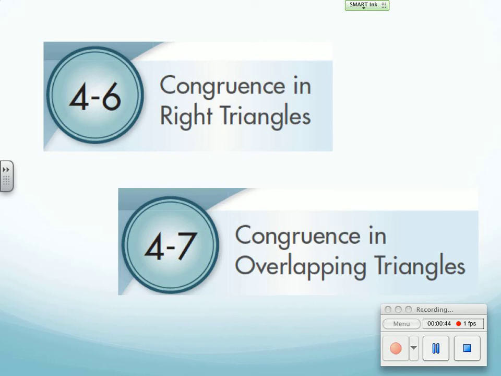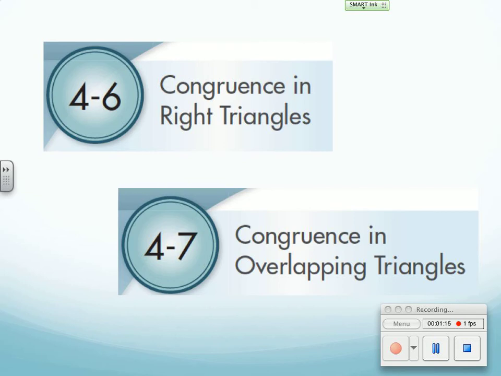First thing I'm going to do is quickly go through the reviews for 4-6, and then I'll do 4-7 when we get to it. For the review: segments that are congruent have the same length. That is true. Polygons that are congruent have the same shape but are not always the same size. That is false. In congruent figures, corresponding angles have the same measure. That is true.